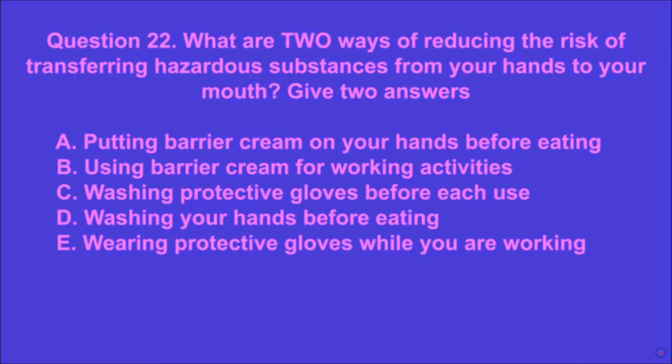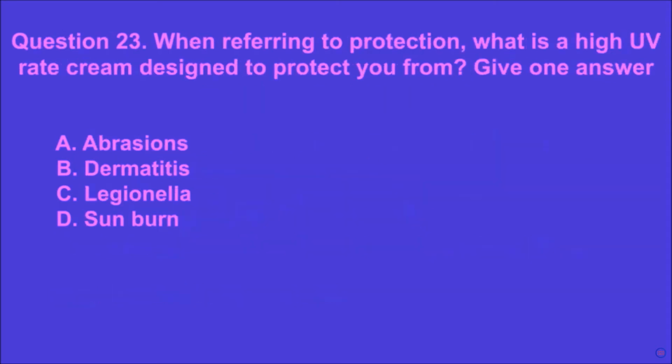Give two answers. A. Putting barrier cream on your hands before eating. B. Using barrier cream for working activities. C. Washing protective gloves before each use. D. Washing your hands before eating. E. Wearing protective gloves while you are working. D and E is the correct answer. Question 23. When referring to protection, what is a high UV rate cream designed to protect you from?